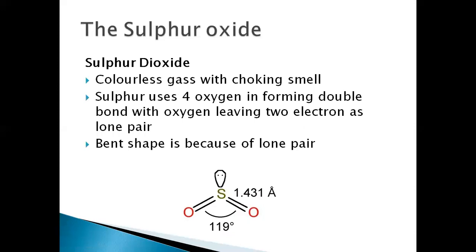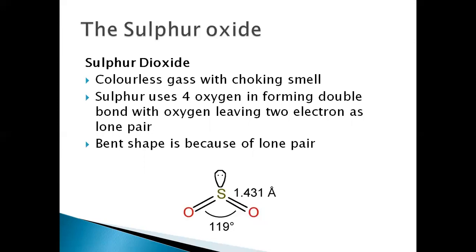Next we have sulfur oxide. Sulfur oxide, its physical properties include that it is a colorless gas with a choking smell, and for sulfur, again we have two kinds of oxides: sulfur dioxide and sulfur trioxide.